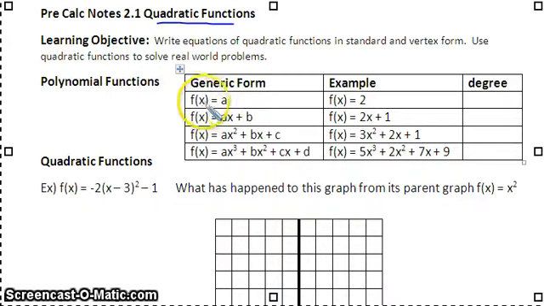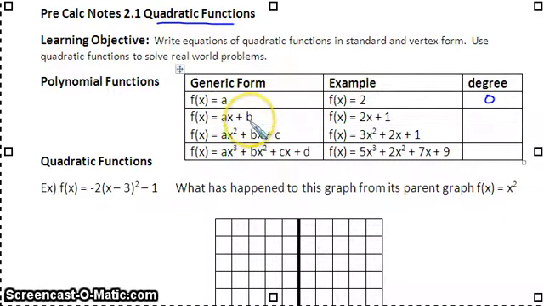So if I have something like this, f of x equals a, if I plug in a number for a, we would say maybe f of x equals 2, then that is just a line. And we would say that this would be considered degree 0 because there is no exponent at all, and there is no variable either, so that's why there can't be an exponent.